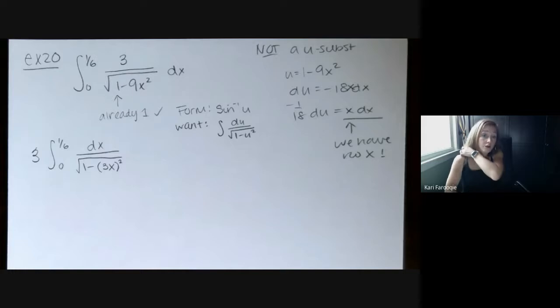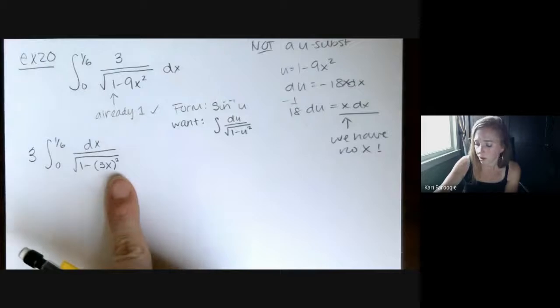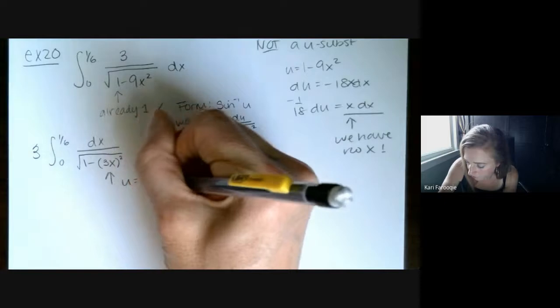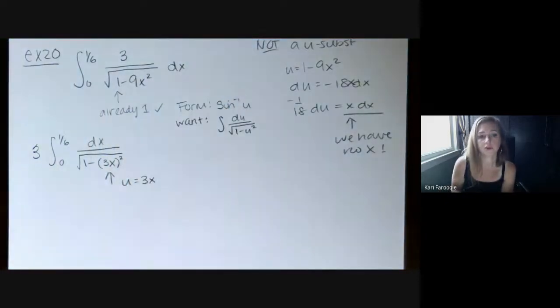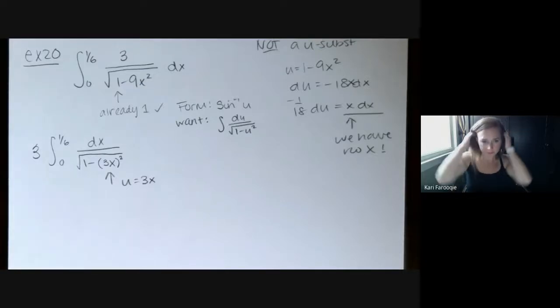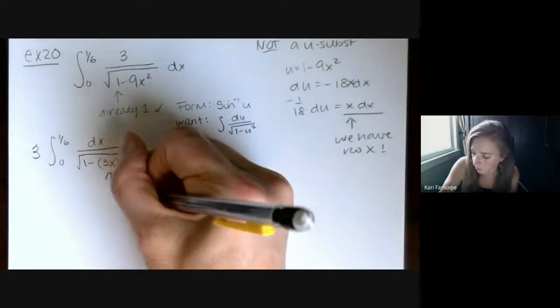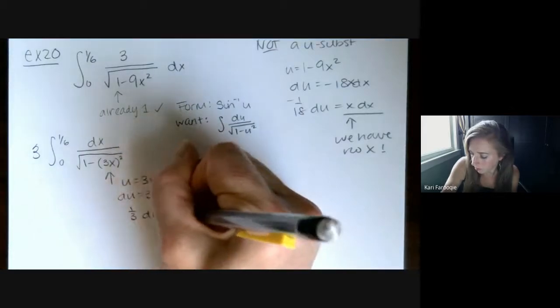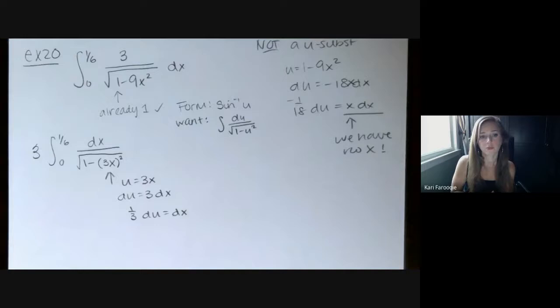So the 1 we already had in this instance, now we have the quantity u squared. Well, now I can rewrite this so that we can say that u is 3x. So yes, technically it's still a u substitution. It's just not your standard composite function. I should say that. The derivative of u is 3 dx. 1/3 du is dx.